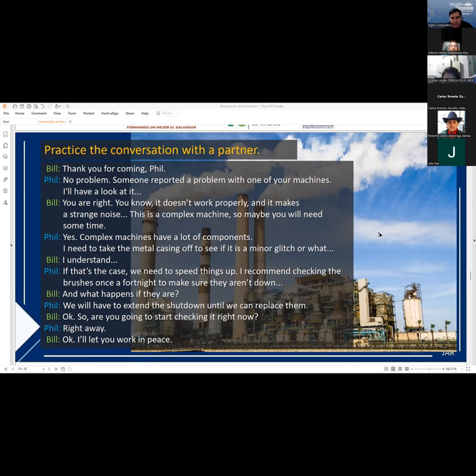So, again, thank you for coming, Phil. No problem. Someone reported a problem with one of your machines. I'll have a look at it. You're right. You know, it doesn't work properly. It makes a strange noise. This is a complex machine, so maybe you will need some time. Yes, complex machines have a lot of components.